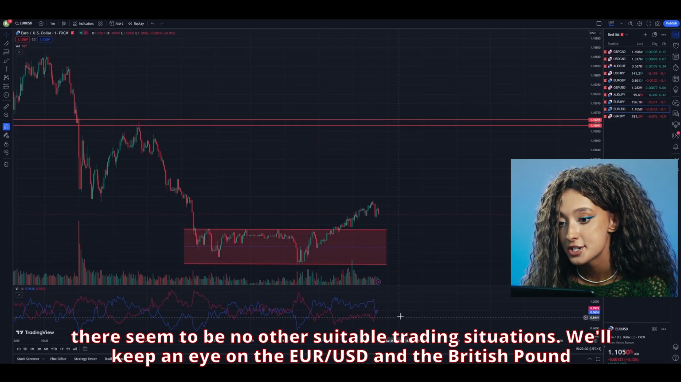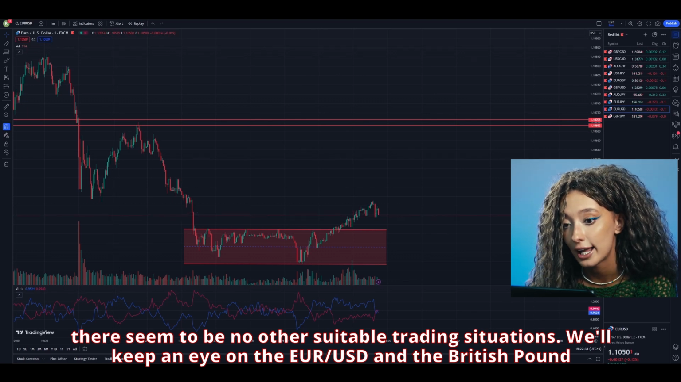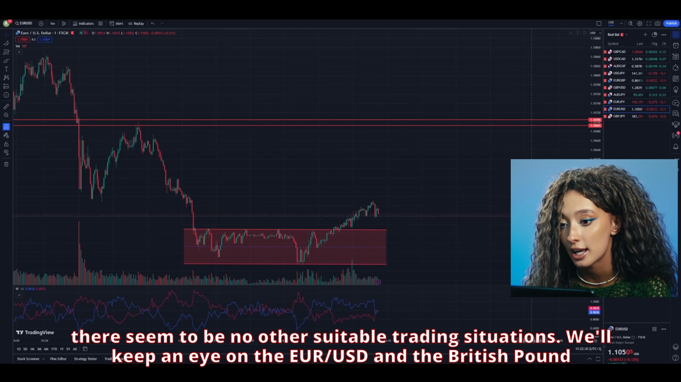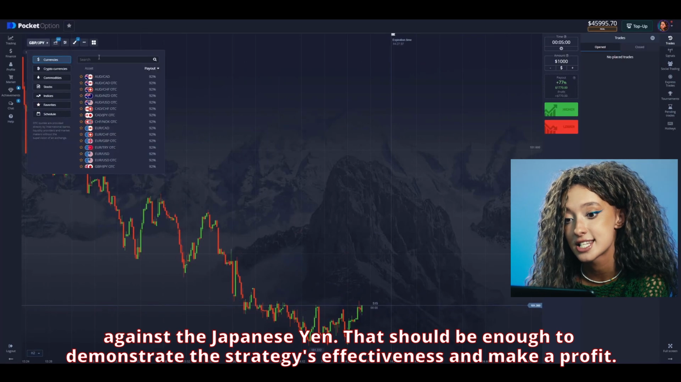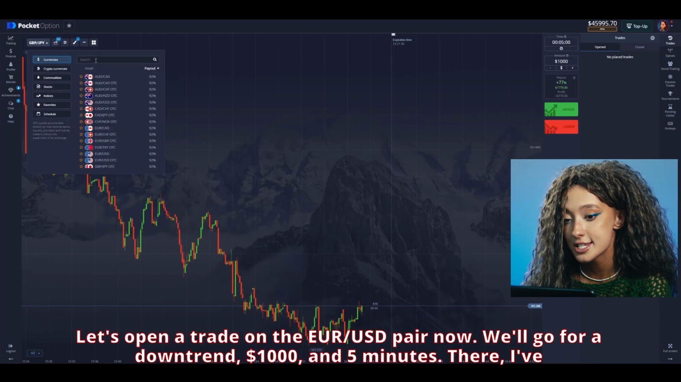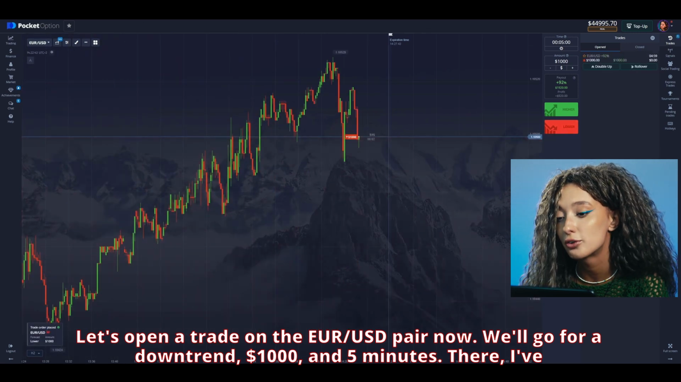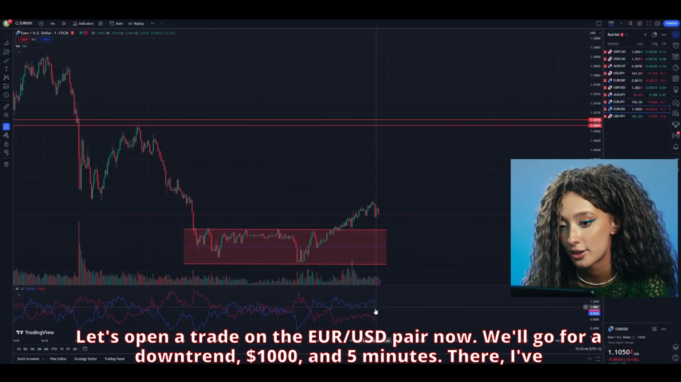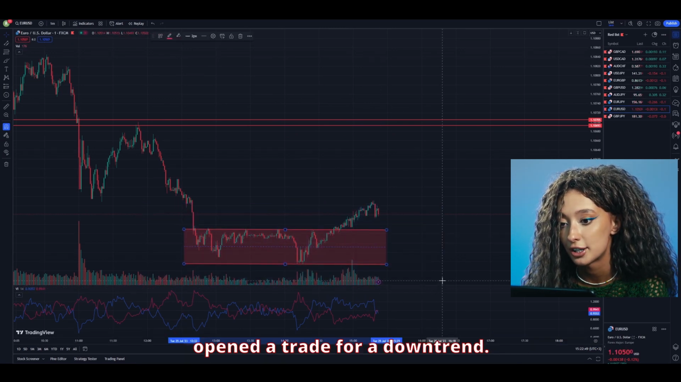Well, there seems to be no noticeable trading situation. We'll keep an eye on the Euro and USD and the British pound against the Japanese yen. That should be enough to demonstrate the strategy's effectiveness and make a profit. Let's open a trade of the Euro and USD pair now. We'll go for downtrend, $1,000 and 5 minutes. There, I'll open the trade for downtrend.